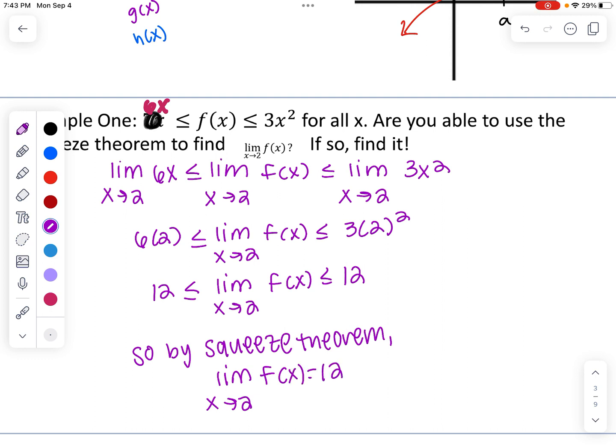So if this one had been like 16, you could not have used this because the lower bound and the upper bound were not the same thing. If, say, it had said g of x is greater than or equal to f of x, which is less than or equal to 3x squared, well, that doesn't work because both of those functions are less than f of x, so that doesn't fulfill the requirements for the squeeze theorem. So let's go on to a new one.